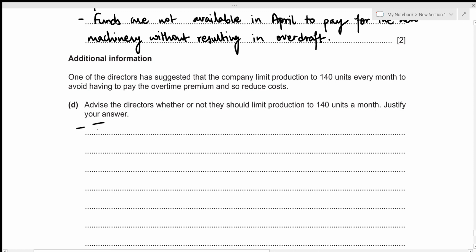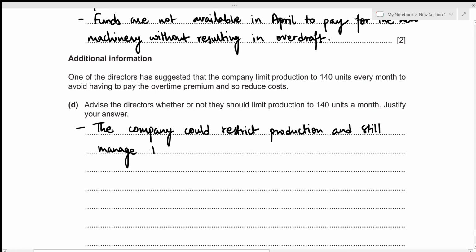The company could restrict production and still manage the level of sales. But with the restriction of production units, there might be an additional risk of shortage of finished goods. So let's write it down as well.